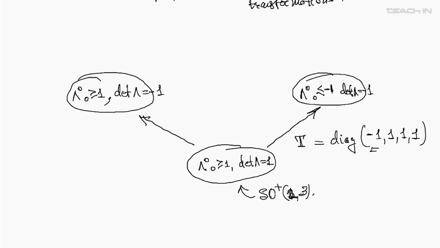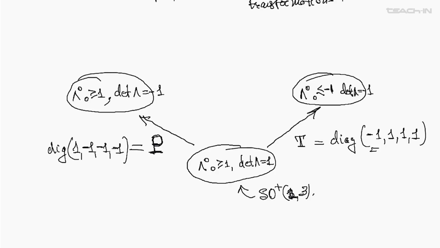Space inversion denoted by P. And this P is realized also by a diagonal matrix, which is diagonal 1, -1, -1, -1. So this parity changes orientation, if you wish, of the 3 spatial coordinate axes by multiplying them with -1. So orientation of the spatial frame changes to opposite.